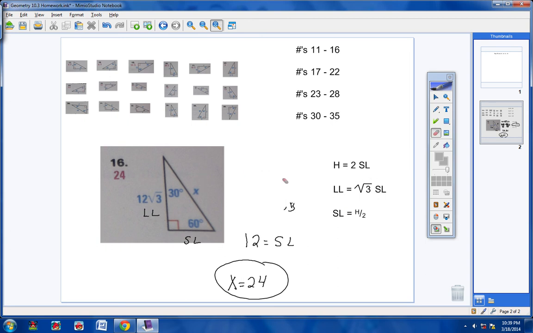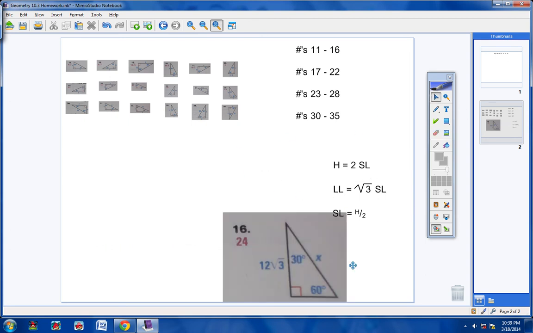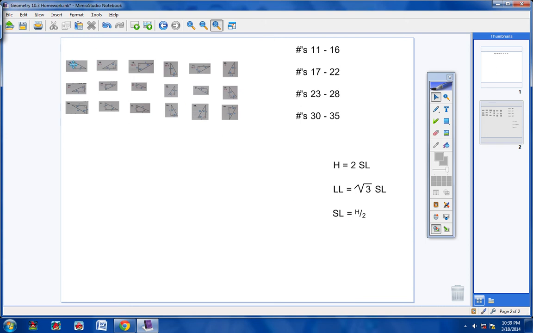Okay, let's move on to numbers 17 through 22. Numbers 17 through 22. And those directions read as follows. You can follow along in your book if you want to. Find the length of the longer leg. Write your answer in radical form.